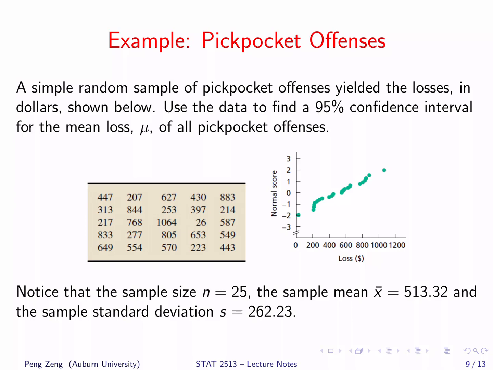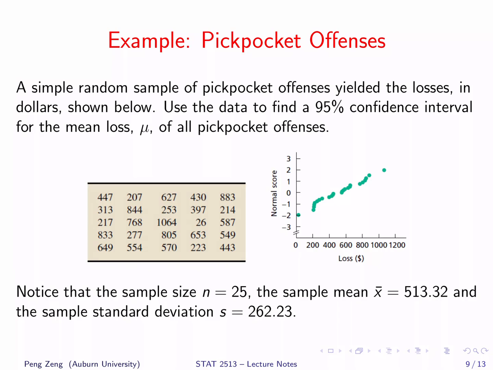Let's look at one example. A simple random sample of pickpocket offenses yields the losses in dollars shown below. Use the data to find a 95% confidence interval for the mean loss, mu, of all pickpocket offenses.